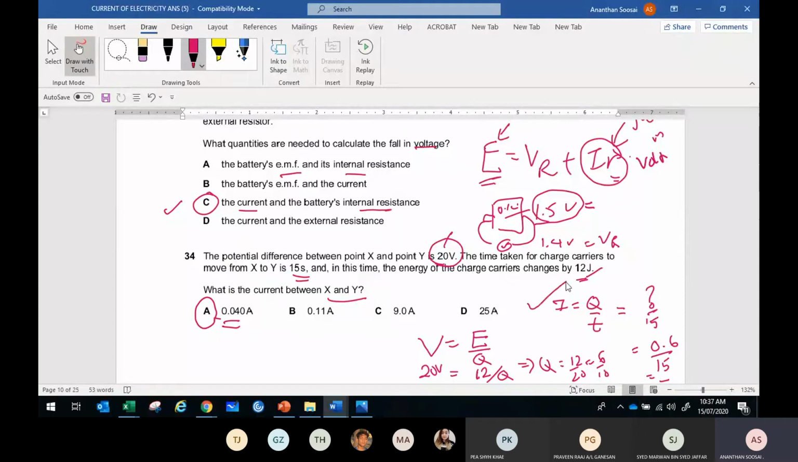So you must think about current, Q over T, the rate of flow of charge. Time is given, charge you don't know. The charge can be obtained from voltage. Voltage is the amount of energy transfer per unit charge. Energy transfer, they already told, is 12 joule. So we can find how much charge has been transferred. Answer is A. Any questions so far? Okay, let's move on to more questions.